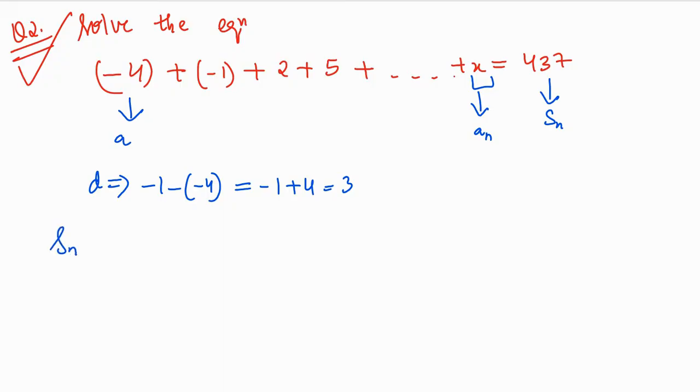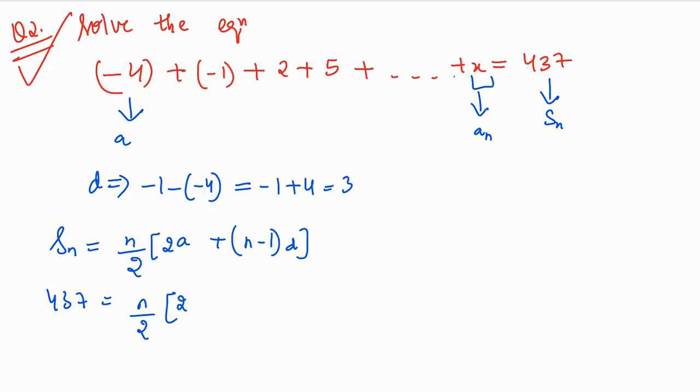Sn की वैल्यू आप क्या सब्स्टिट्यूट करोगे? That's n/2 [2a + (n - 1)d] would be there. अब यहाँ पे you can understand कि n की वैल्यू तो है ही नहीं हमारे पास. n हमें फाइंड आउट करना पड़ेगा यहाँ पे. और वो कैसे होगा? Sn would be substituted as 437. n is as it is, 2 is as it is. 2 into a है ना. a की वैल्यू -4 पुट करोगे. Then you have n minus 1.